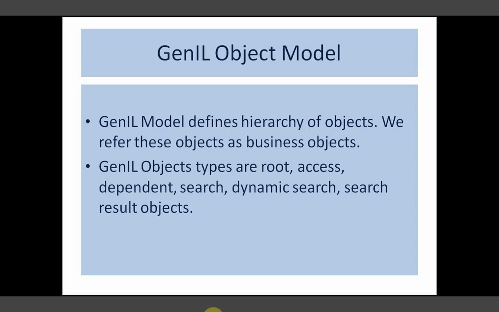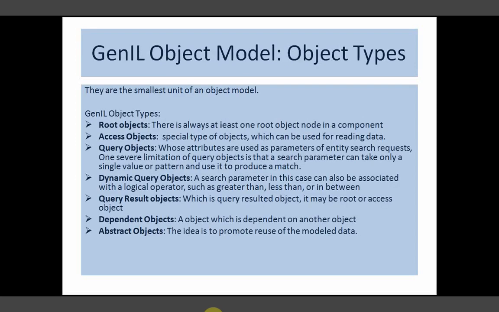And the GENIL object model contains GENIL objects and relationships. The GENIL object types are root objects, access objects, dependent objects, query objects, dynamic query objects, query result objects, and there are two other objects, the abstract object and the view object. I never used them, so I haven't specified them specially. But here we can discuss the GENIL object model.